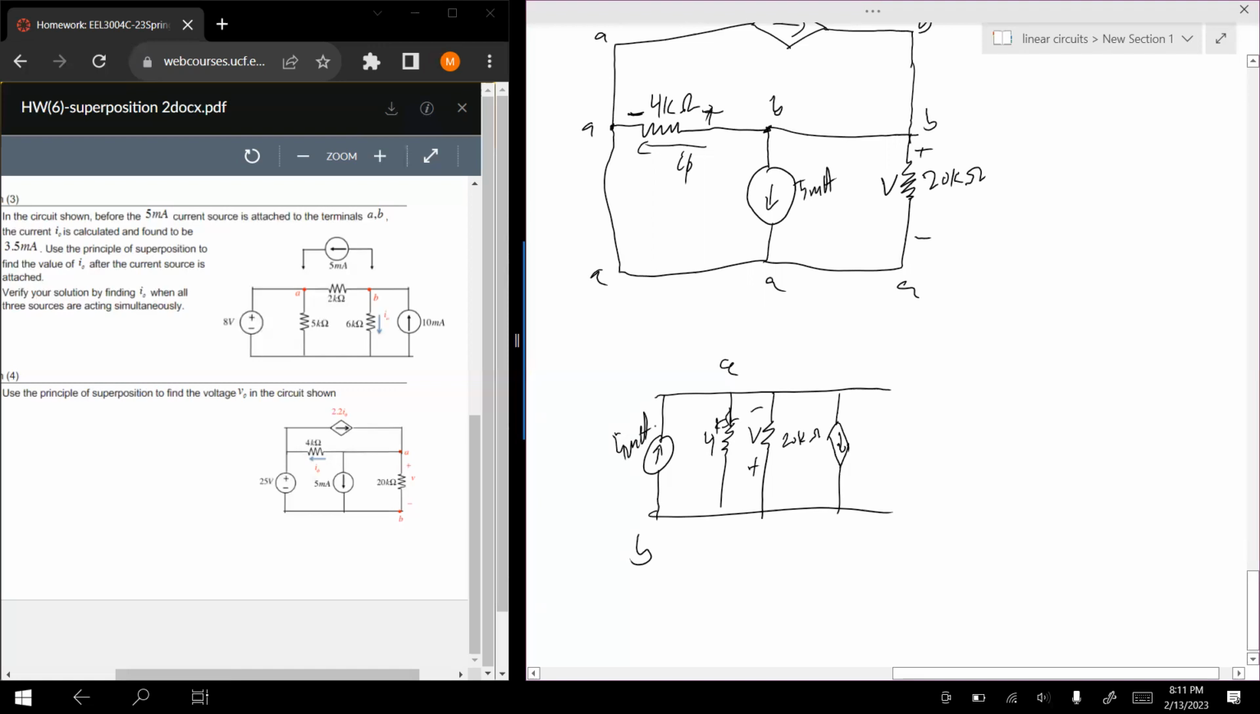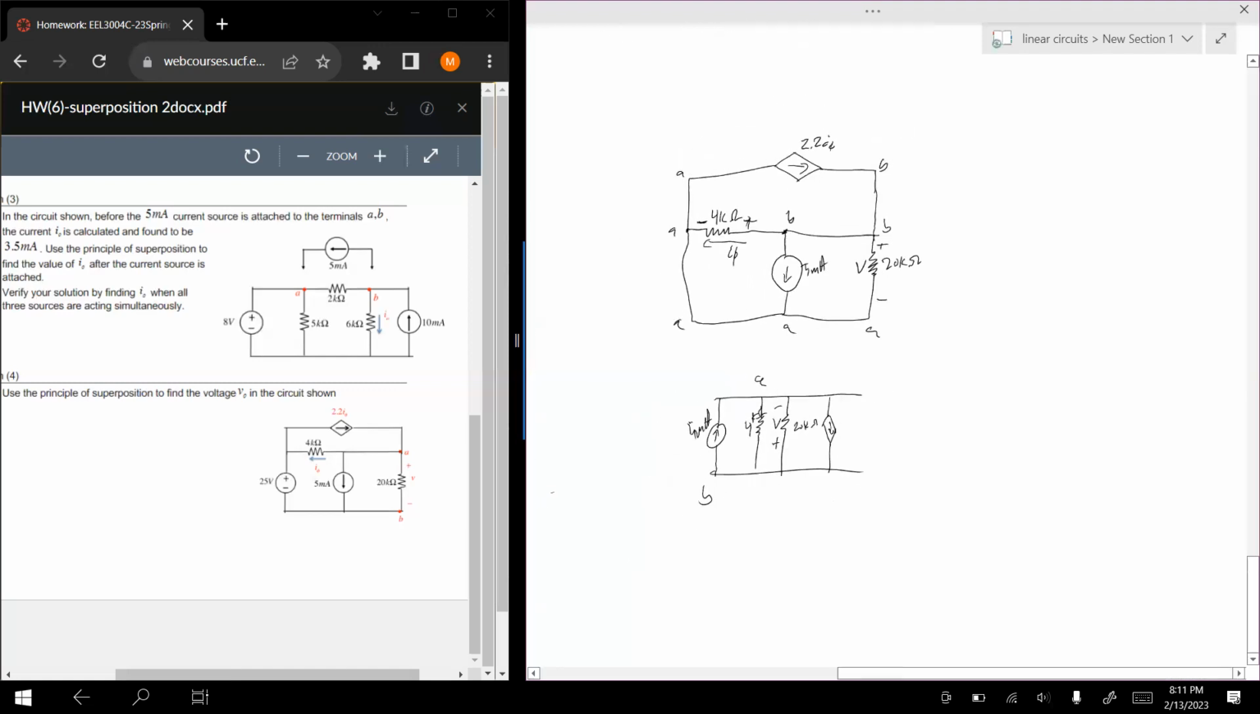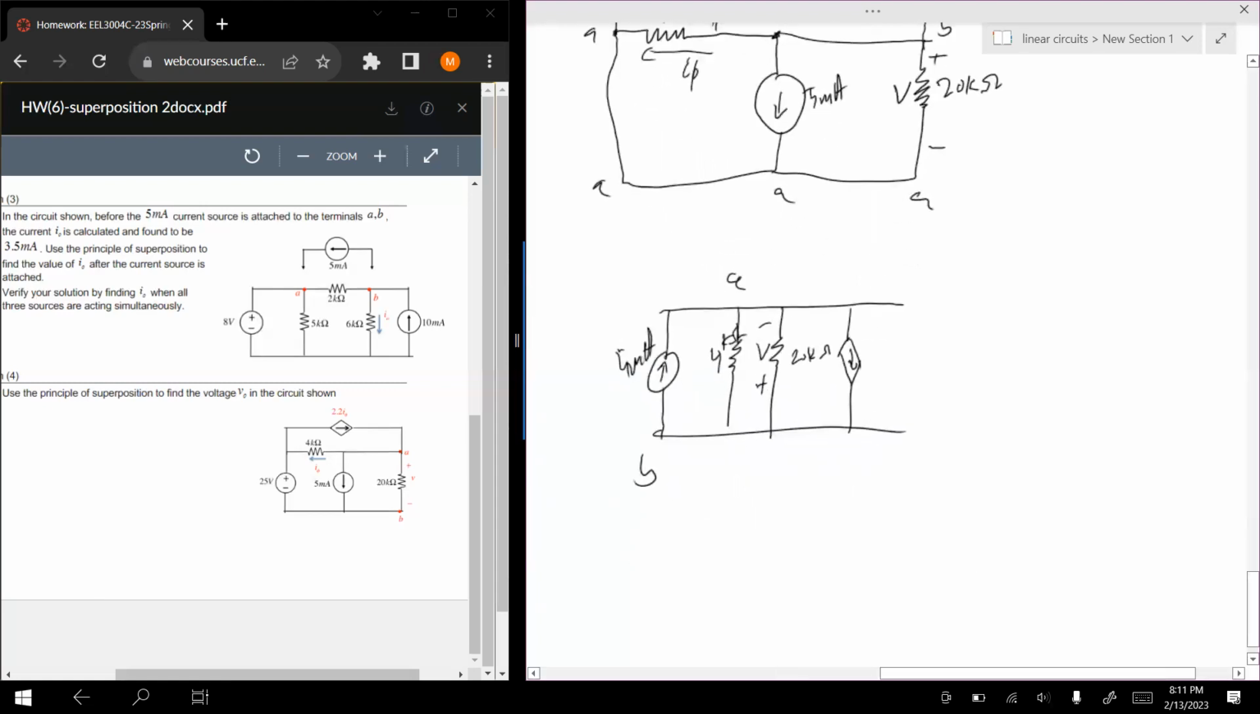Let's combine them. This one's a bit of a headache. 1 over 4 plus 1 over 20. 10 divided by 3. Lovely. This is 2.2 I5. So now we have our circuit.